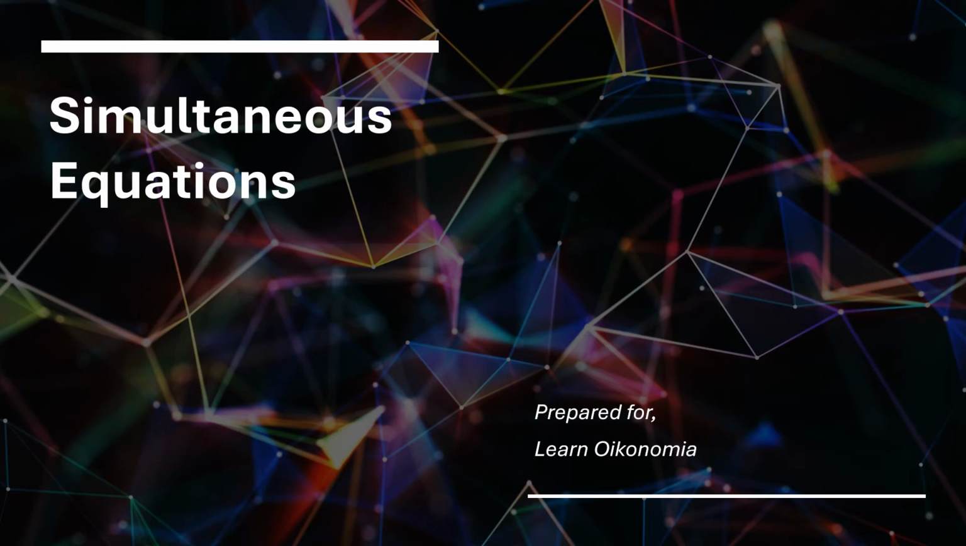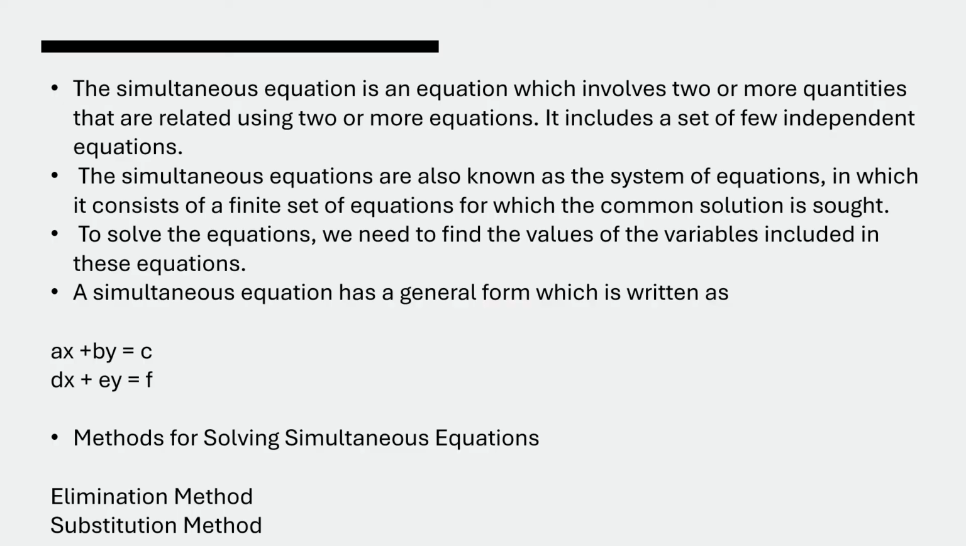In this video, we will be looking at the simultaneous equation aspect. Before understanding the solution of simultaneous equations, we have to understand what simultaneous equations are. A simultaneous equation is a set of two equations, or a set of a few independent equations. This is also known as a system of equations because it consists of a finite set of equations and there is a common solution which could be obtained for the equations given.